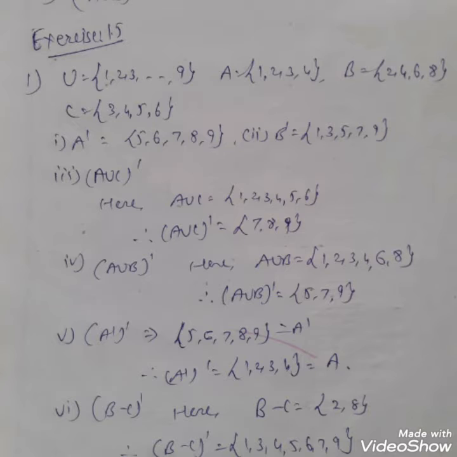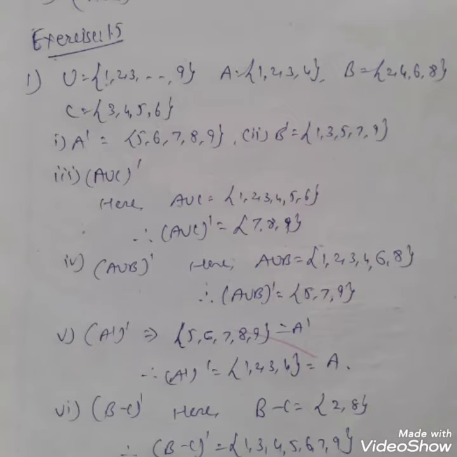Now we have to find the complement of a given set. It means we have to find (A')'. So here we have A' is 5, 6, 7, 8, 9. Now its complement: we have to consider those elements which are not present in A'. So they are only 1, 2, 3, 4, and they are present in set A. So here we say that the complement of the complement of a set, that is (A')', equals A.